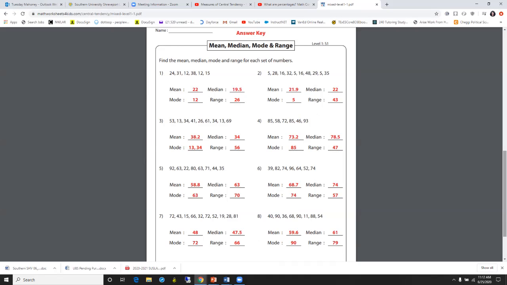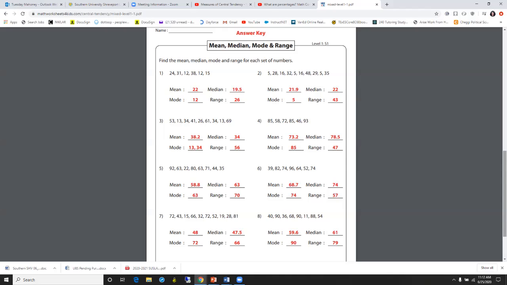Now, for our mean, can someone tell me what answer you got for the mean? Okay, 22, that is correct. What about our mode? The mode is 12. Why is it 12? It appears twice. That is correct.